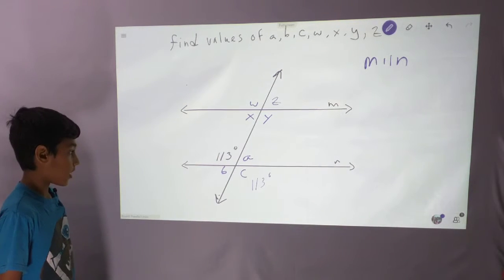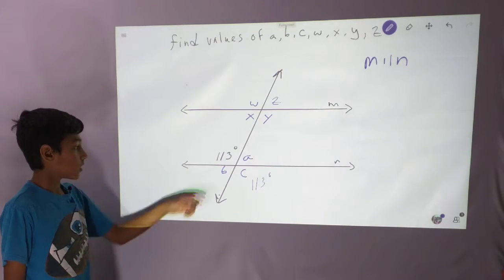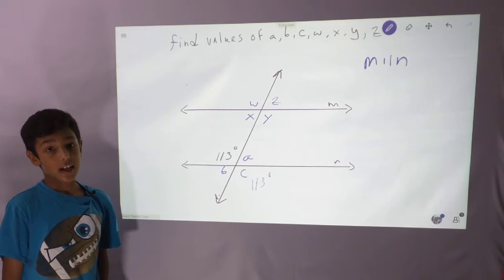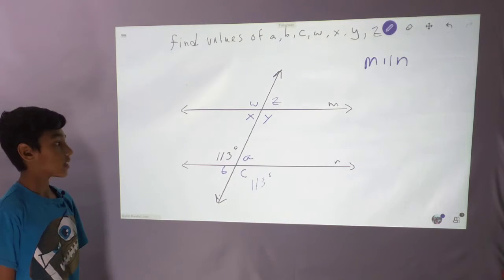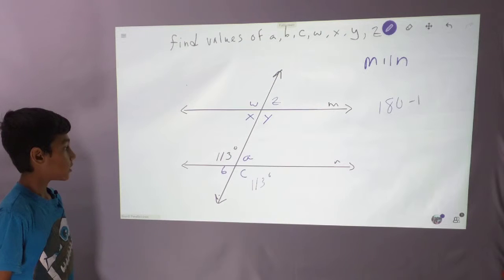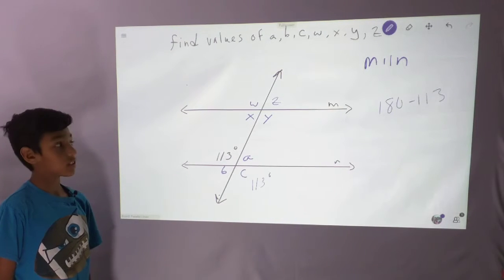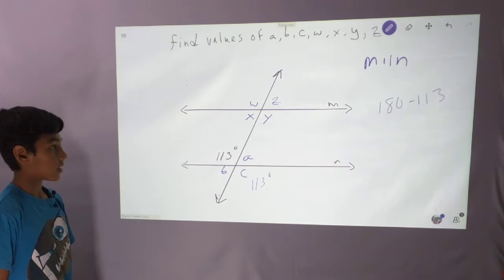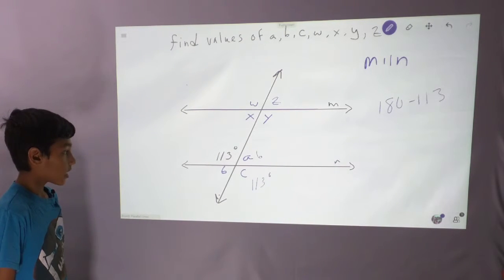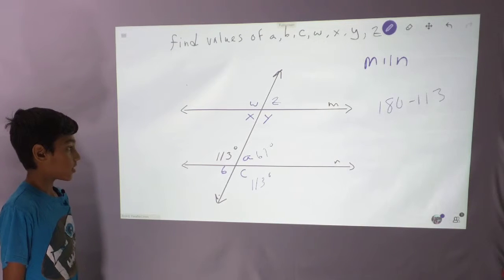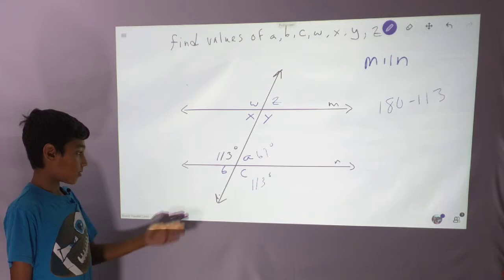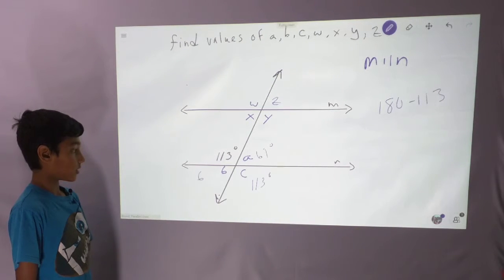And now let's find A. So we know this has to add up. 113 plus A has to equal 180. So 180 minus 113, let's do that. 180 minus 113 is 67. So A is equal to 67. Now B is a vertical angle from A, so we know B would also be 67 degrees.